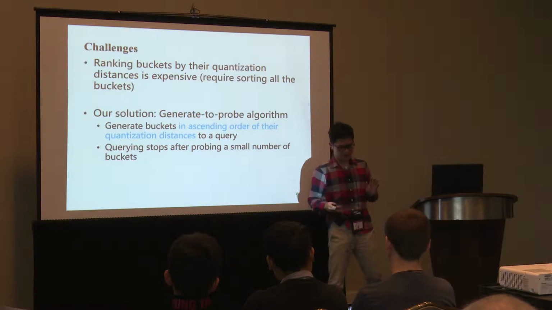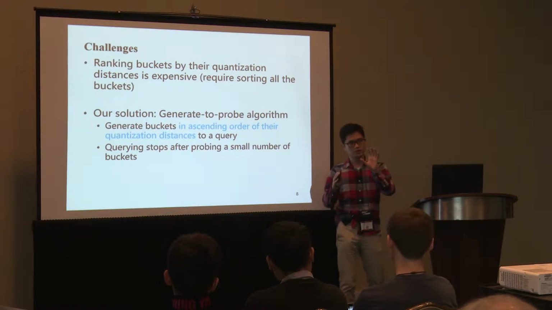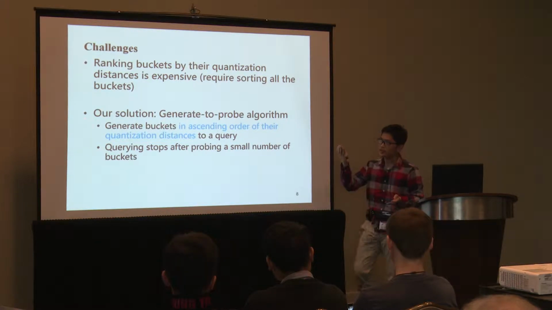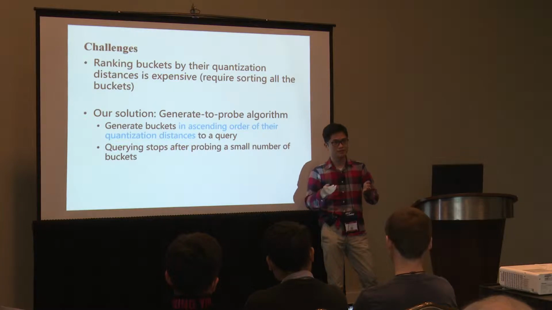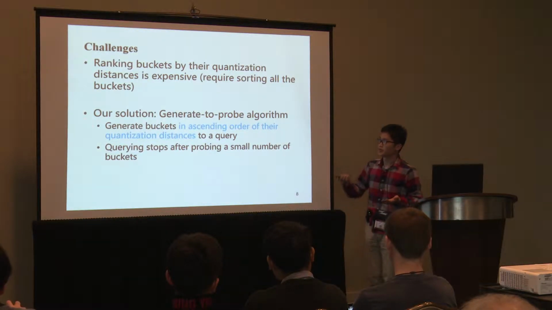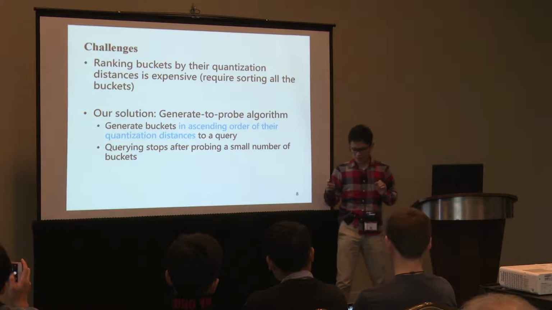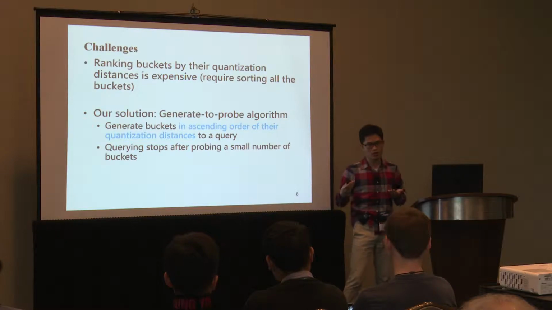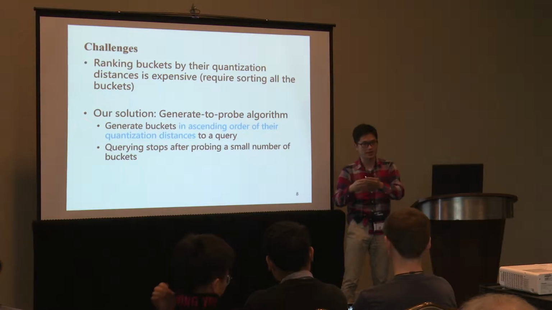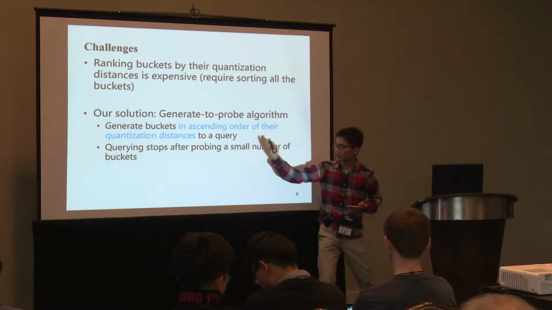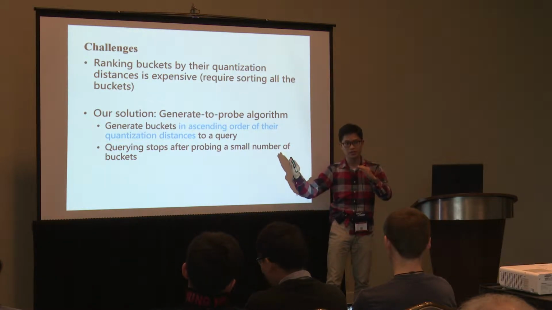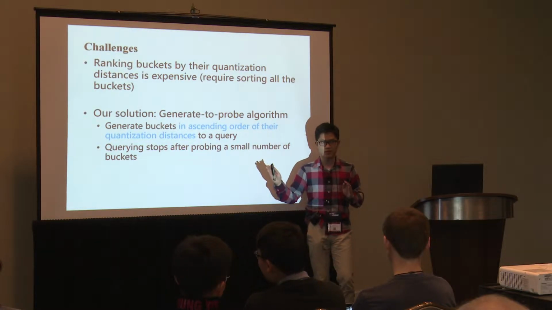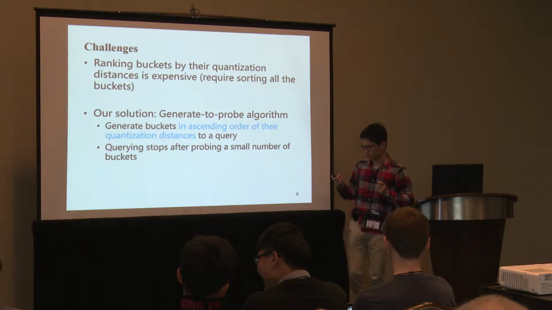Quantization distance is more fine-grained in that it can tell apart buckets of the same Hamming distance. But the problem is that ranking buckets by their quantization distance is more expensive than by Hamming distance. And it normally requires sorting all the buckets. Our solution is the generate-to-probe algorithm. The idea behind it is that we will generate the buckets to probe. And these generated buckets are in the ascending order of their QD to the query. And normally, a query usually stops after probing a small number of buckets.